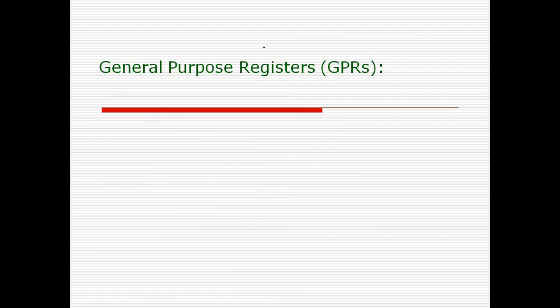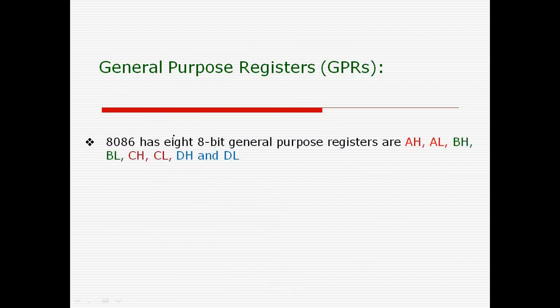And the next one is general purpose registers. As we discussed, the execution unit consists of the general purpose registers. Here the 8086 has 8-bit general purpose registers. They are AH, AL, BH, BL, CH, CL, DH and DL.